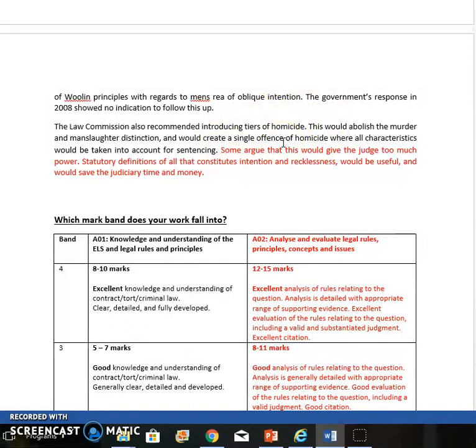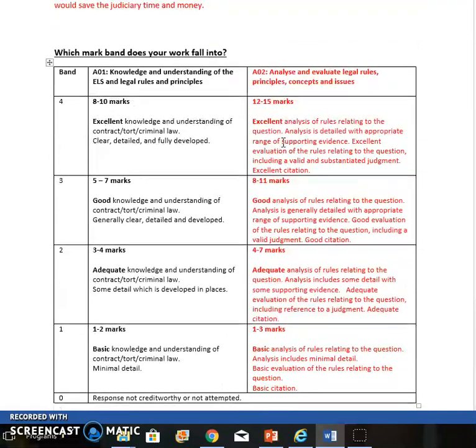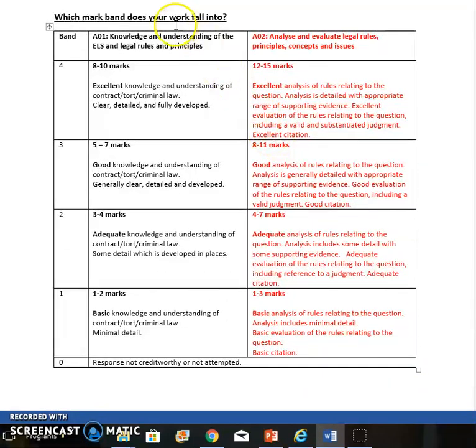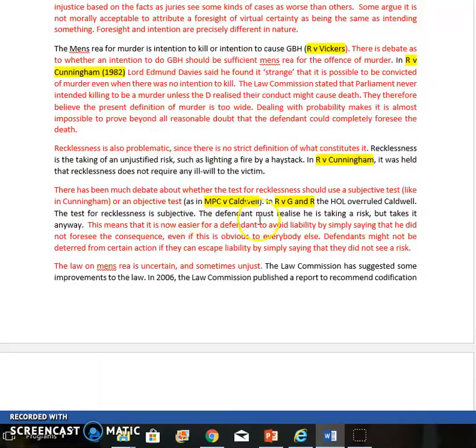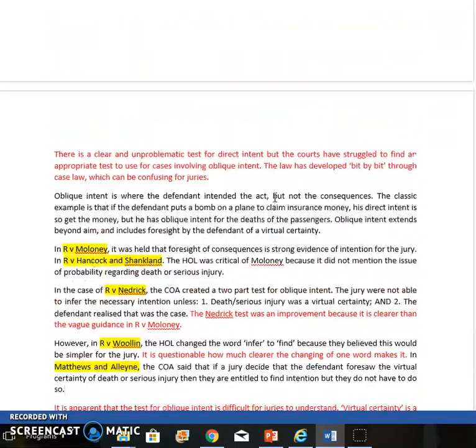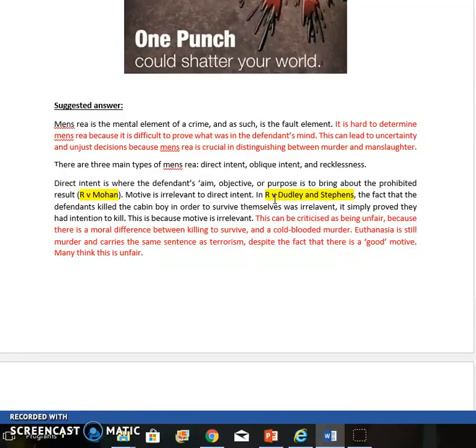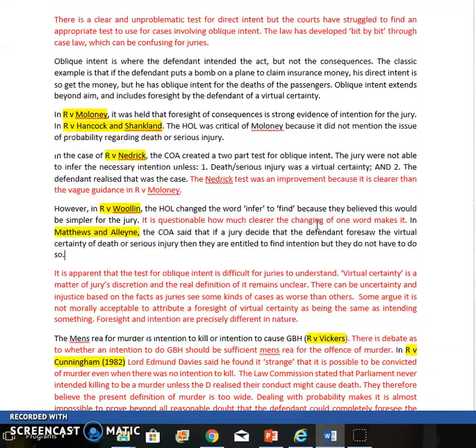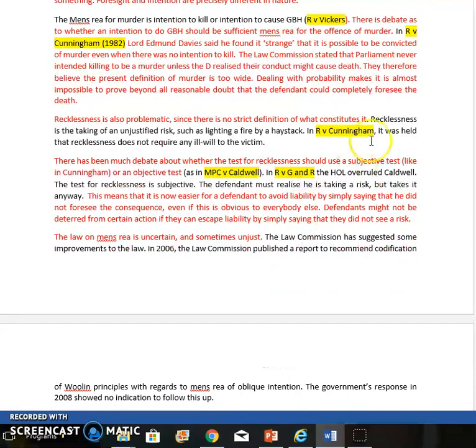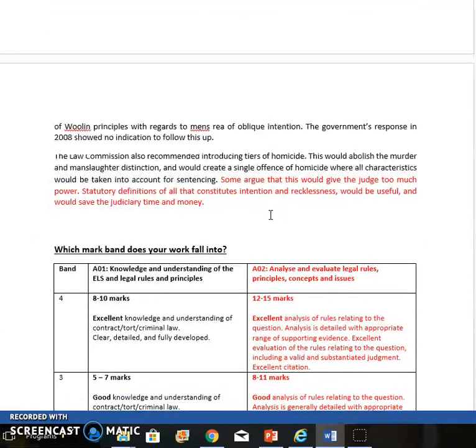However, we do need some statutory definitions on intention and recklessness if we're not going to go along with the homicide tiers there. I've included the mark scheme, which we're familiar with at the bottom, AO1 bands and your AO2 bands. Remember, the examiner will score you in each band, and they will add your AO1 to your AO2 to give you your overall mark. So you want to have your cases in, and you want to have your evaluation in. And you can see that I have got all of my key cases, all of my rules, all of my definitions in there, but I've also got some evaluation in there for the AO2 marks.